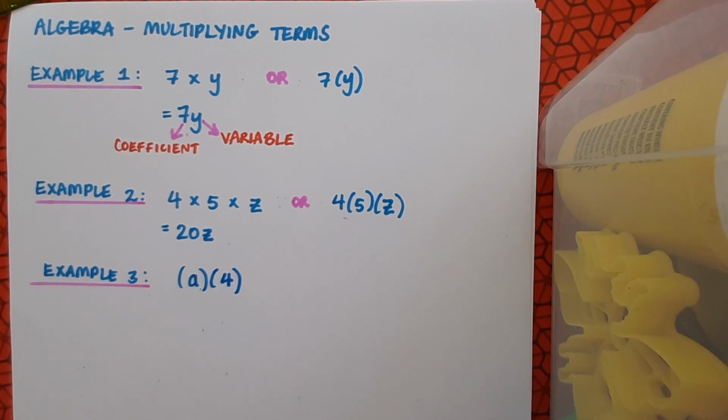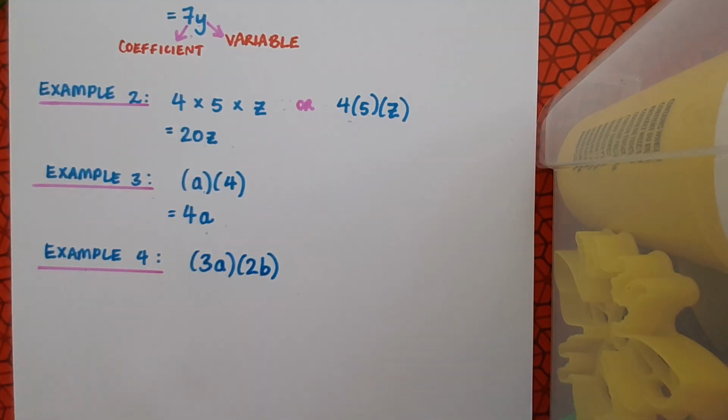Okay, this time I have an example where I've got a multiplied by 4. So how should I write my answer for this? Well, even though it's written in the order a times 4 in the question, I should still write the coefficient at the start in my answer. So my answer is 4a. The coefficient always comes first and the variable always follows it.